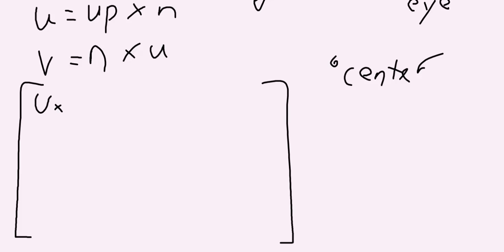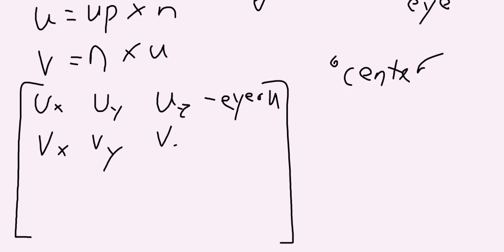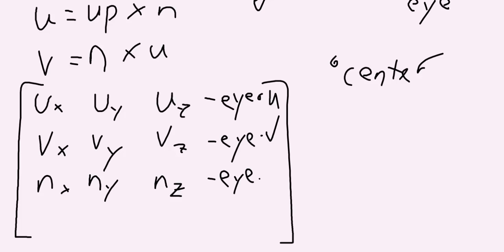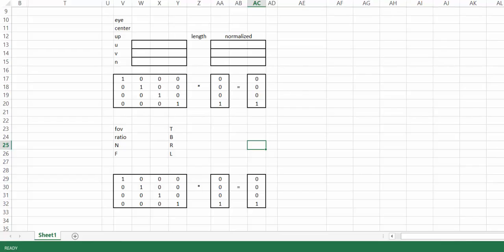which is ux, uy, uz, and finally the last component is minus I dot u, and then the same for v and n: vx, vy, vz, and minus I dot v; nx, ny, nz, and minus I dot n, and then last line 0, 0, 0, 1. And this is the matrix that we're going to build. But rather than actually writing this out here, I just set up an Excel spreadsheet here.